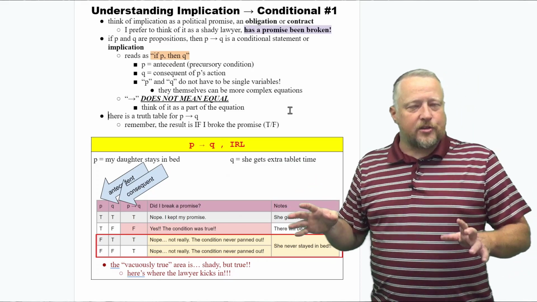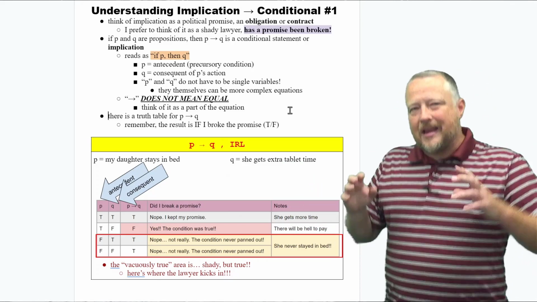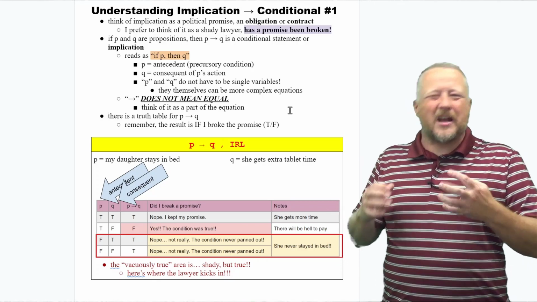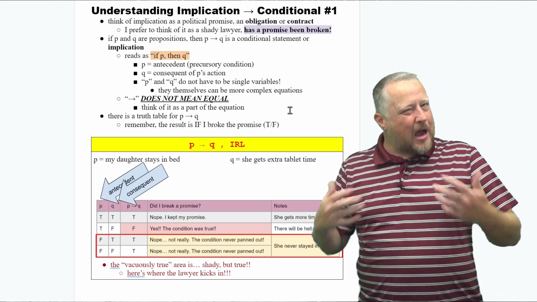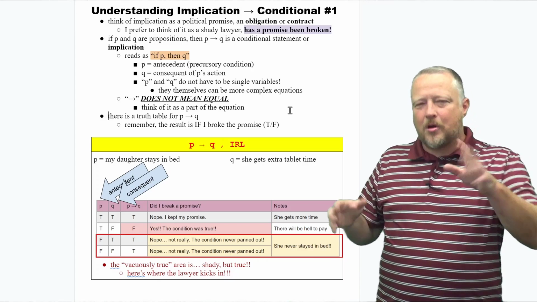So that sounds fine so far, but how do we work that out? Well, here's the interesting part. In an implication, we're seeing if something was broken, like a contract was broken, or a politician broke their promise or obligation, or a shady lawyer did something wrong. What do I mean by that?